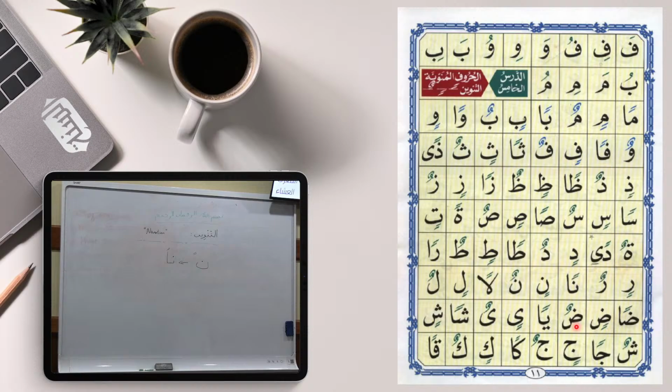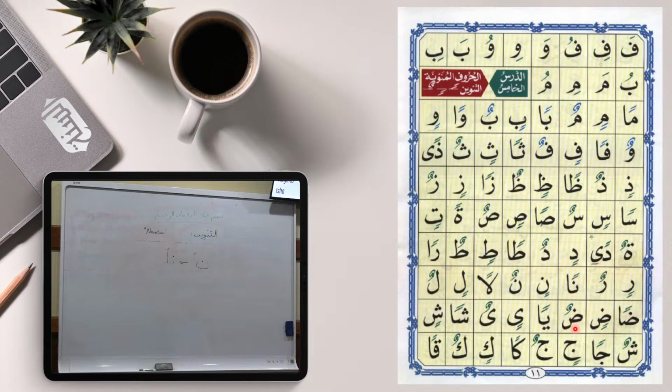Good. So it's the side of the tongue, always. The side of the tongue pronouncing the broad. Nothing to do with the tip of the tongue. One more time. Broad, fathatan, run. Broad, kasratan, ruin. Broad, dhammatan, run. Run, ruin, run.